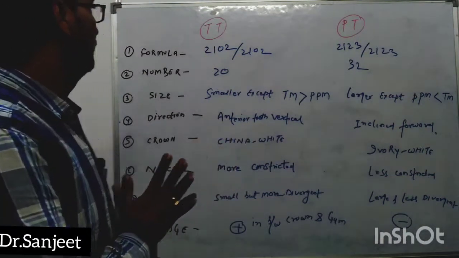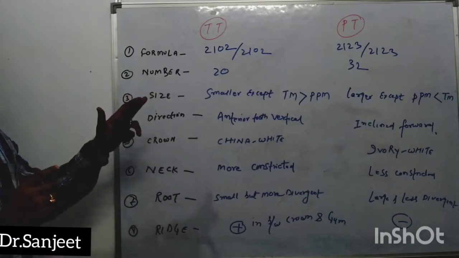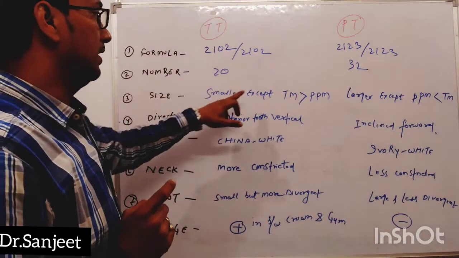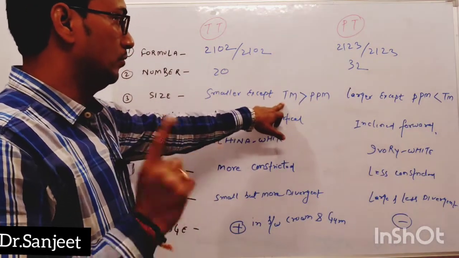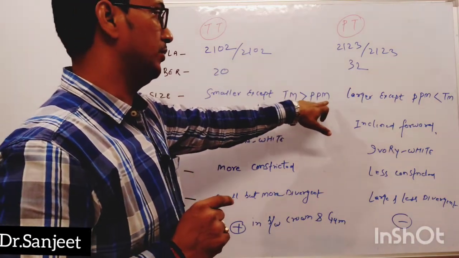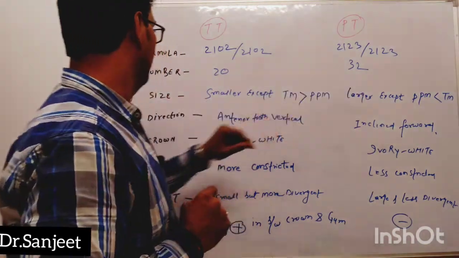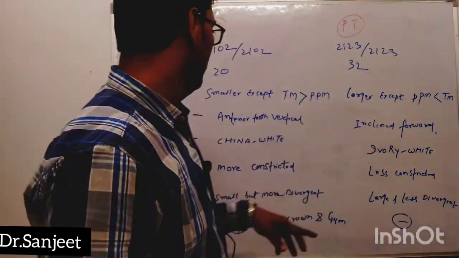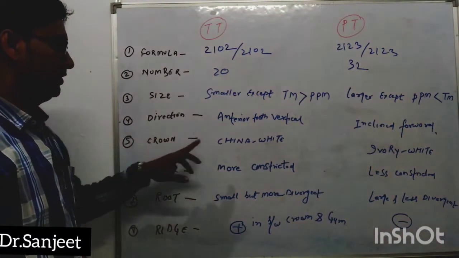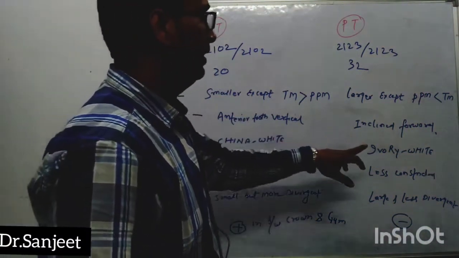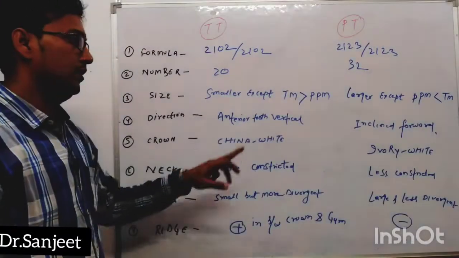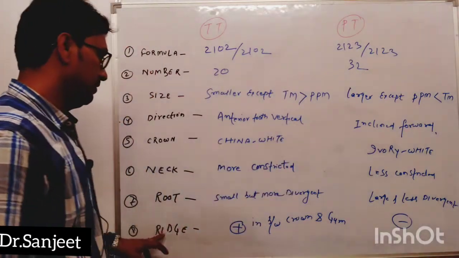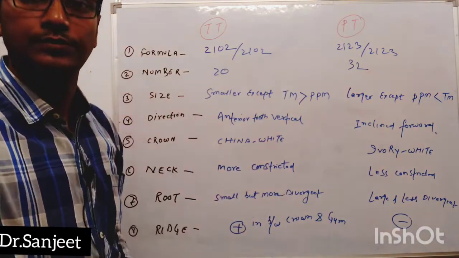Then temporary tooth, permanent tooth difference: 2102, 2102 formula, 2123, 2123, number 20, number 32, size smaller, but the exception is that the temporary molar is larger than the permanent premolar. This is larger, the exception is the same. Direction: anterior tooth vertical, then the anterior tooth is inclined forward in the permanent tooth. Crown is china white in color in the temporary tooth and ivory white in the permanent tooth. And neck is more constricted, less constricted. Root is smaller but more divergent, larger and less divergent. Ridge present in the temporary tooth and absent in the permanent tooth.